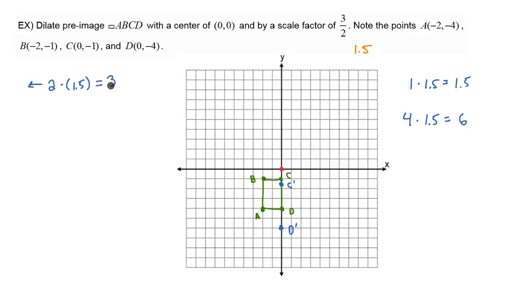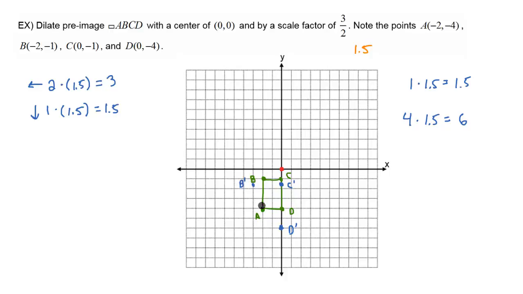That gives us 3. So I'm going to move to the left 3 times, and then I'm also moving down to get to B 1 time. So that's going to be moving down times the scale factor of 1.5, which is just 1.5. So to get to B prime, I move to my left 3 times and then down 1.5. So there's B prime right there.